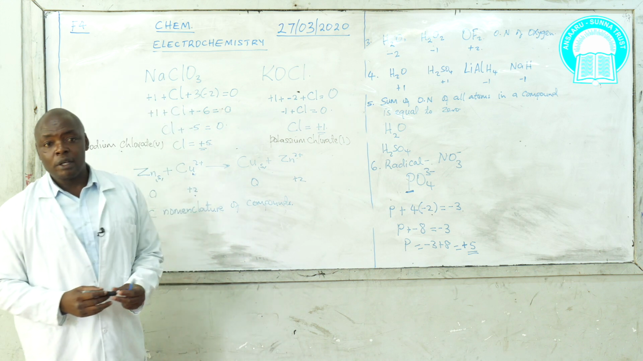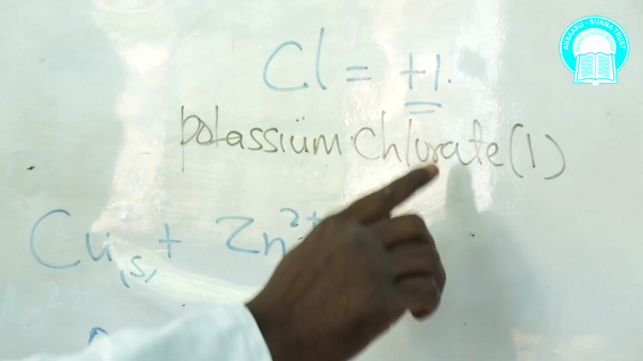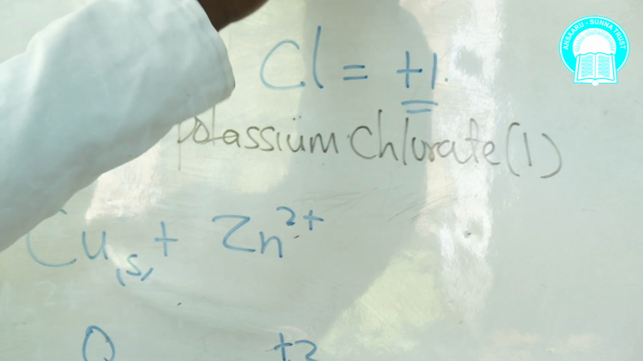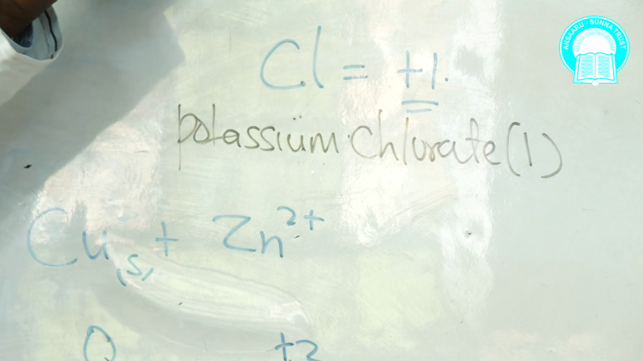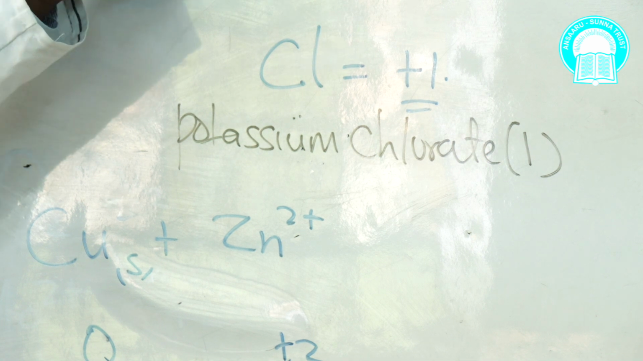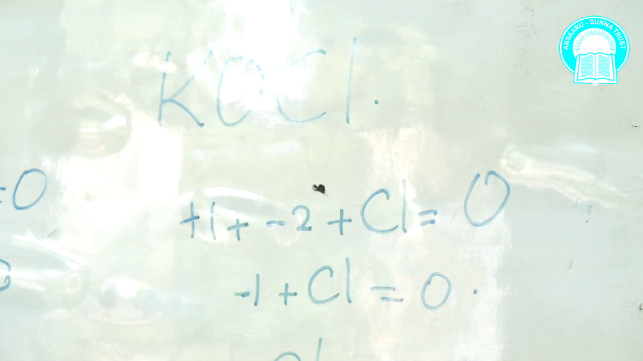Potassium chlorate 1 indicates that the oxidation number of chlorine, not potassium, in this compound is positive 1. But their common names exist. This one is called potassium hypochlorite. That's a common name, potassium hypochlorite.